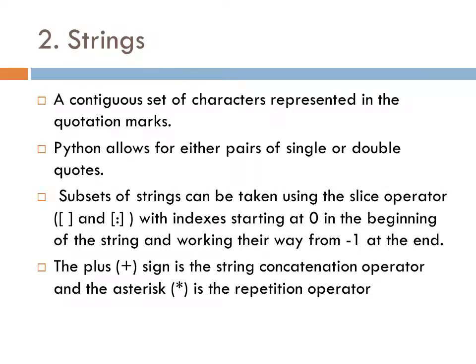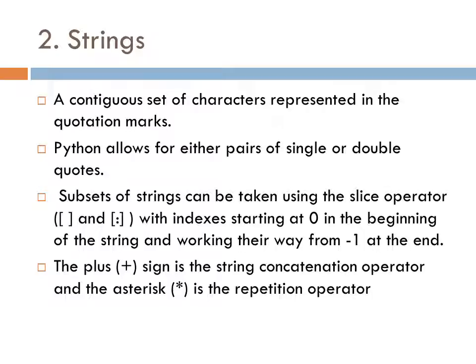Next data type is strings. A string is a sequence of characters enclosed in double quotes, single quotes or triple quotes in Python language. We can create strings in three different formats. In order to take a particular character from a string, we have to use the square brackets, which is called the slice operator. To consider a range of characters from one part to another, we also use the slice operator with the help of the colon operator.